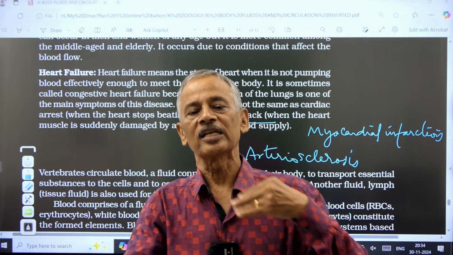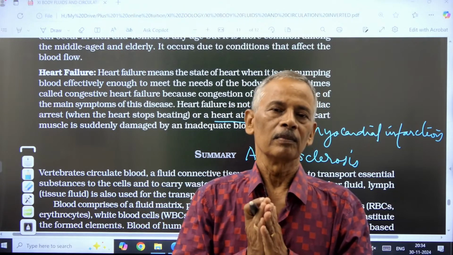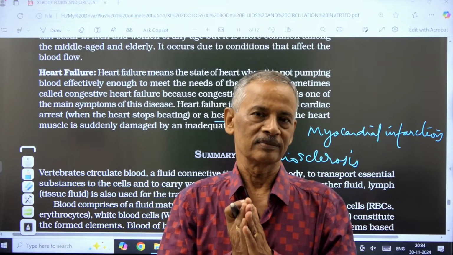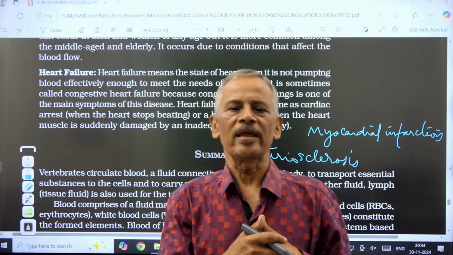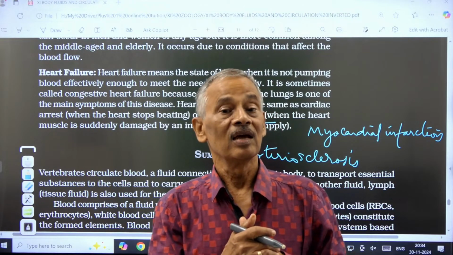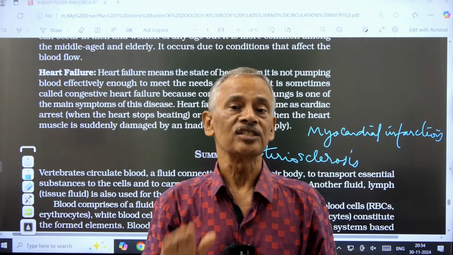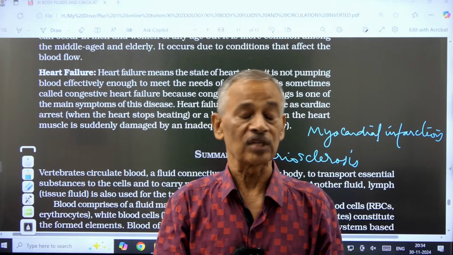That pacemaker is to be implanted inside the thoracic part of your body. It is made a permanent one. It will be there for your life. Okay, that's all. So with that, we come to the conclusion of the chapter body fluids and their circulation.